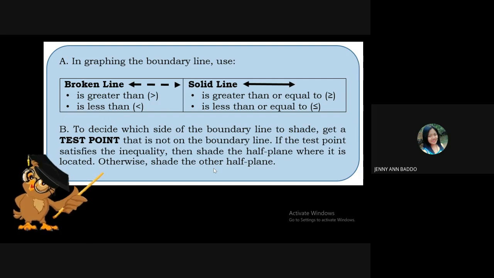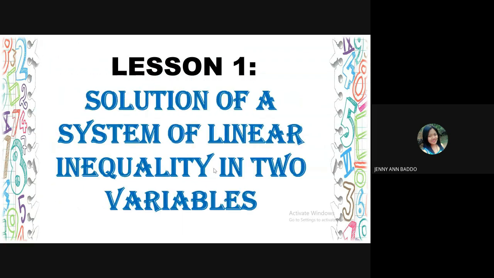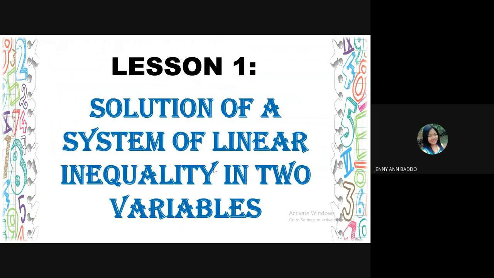So now I think we are already ready to proceed to our today's lesson. Let us now have lesson 1. Solution of a system of linear inequality in two variables.